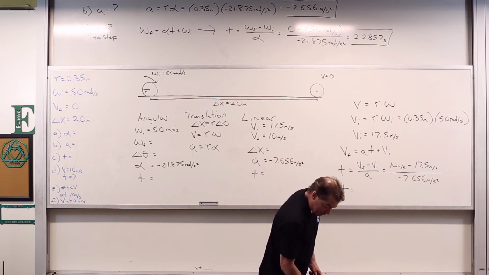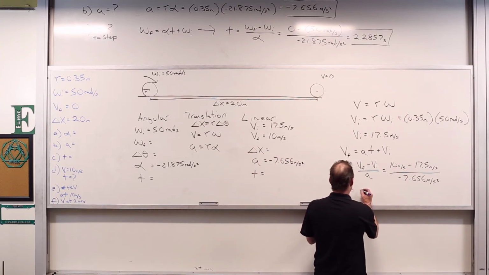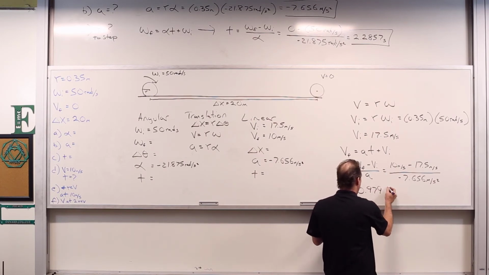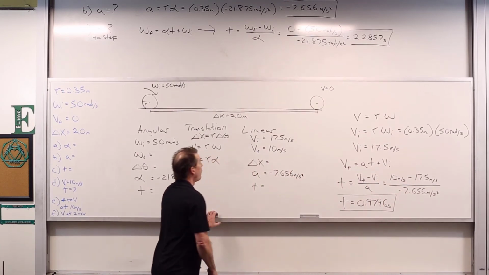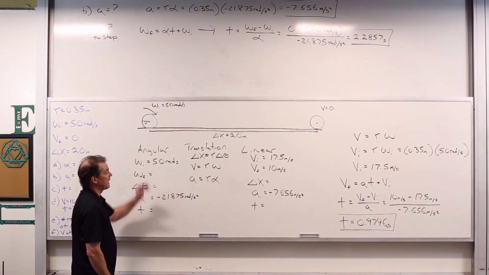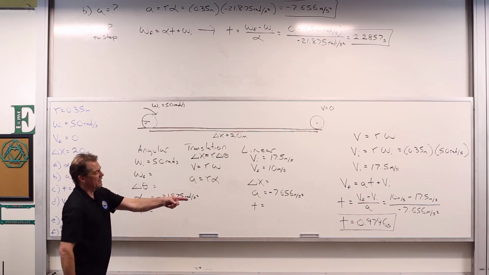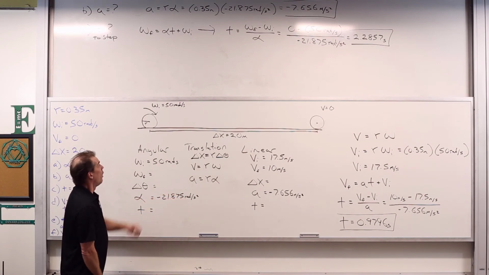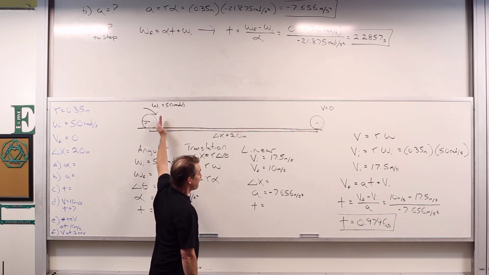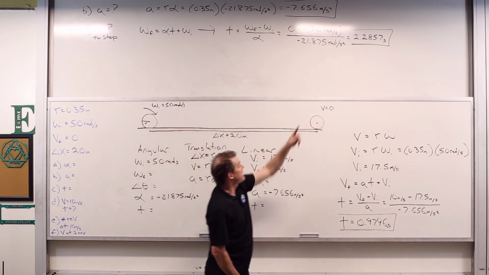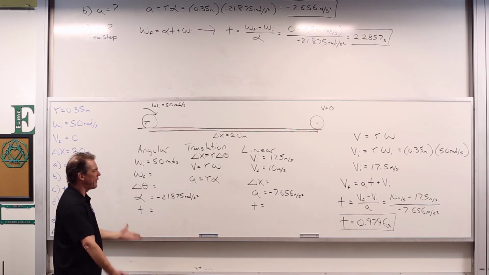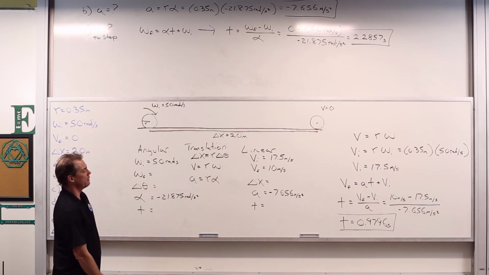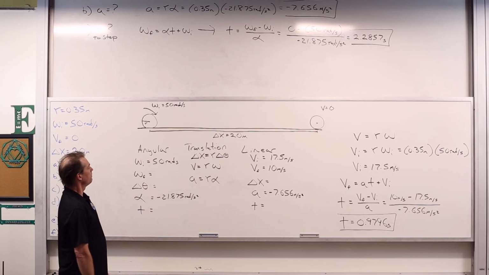About 0.9796 seconds. So to go from 17.5 meters per second down to 10 meters per second takes just under a second, while to come all the way from 17.5 meters per second to rest takes about 2.2857 seconds. That seems within the realms of feasibility, so we're good.